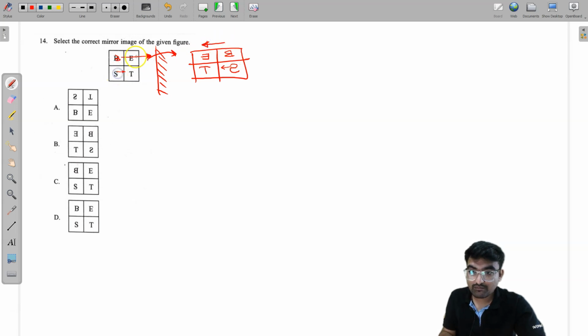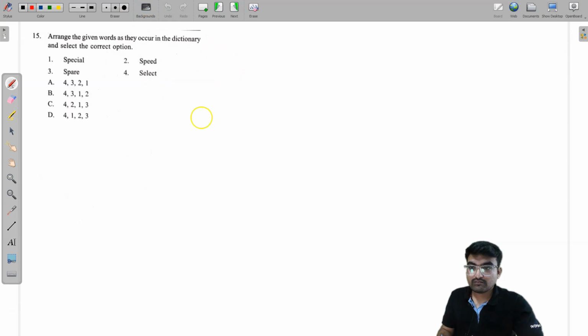So the same for E also. E was opened at this side and in the mirror image it will be opened at the opposite side. Similarly for S, right? So just check the options B, E, S, T. So option number B is the correct one. Got it? Question number 15. Arrange the given words as they occur in the dictionary and select the correct option.